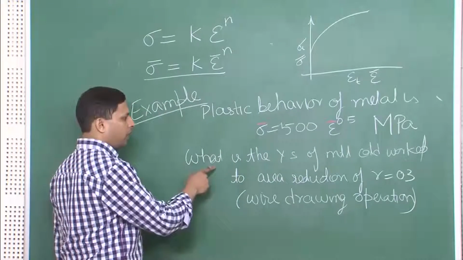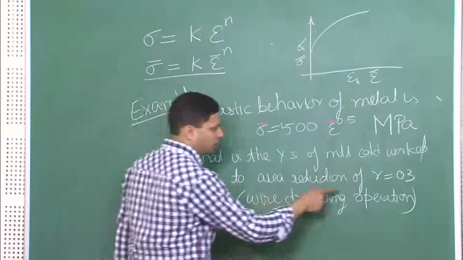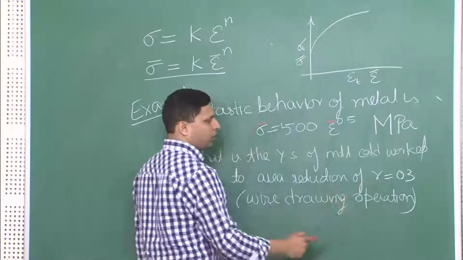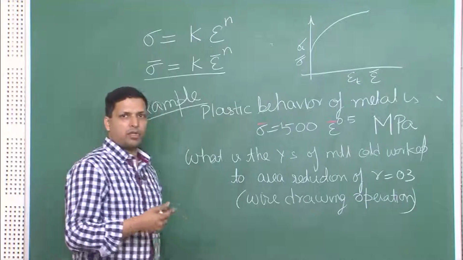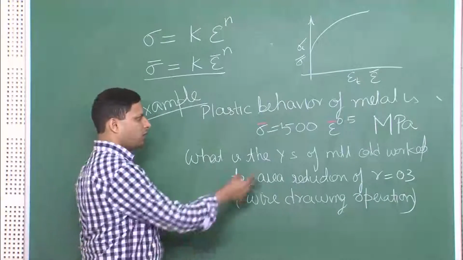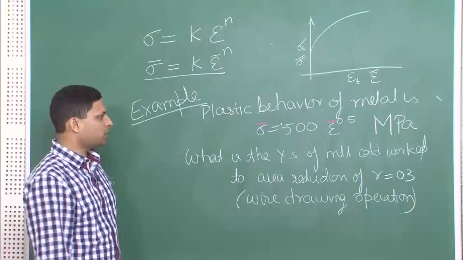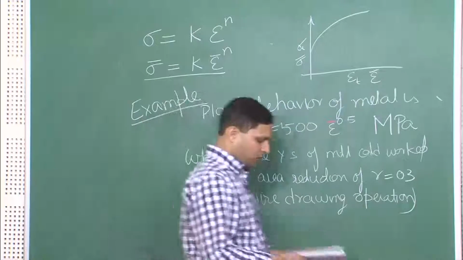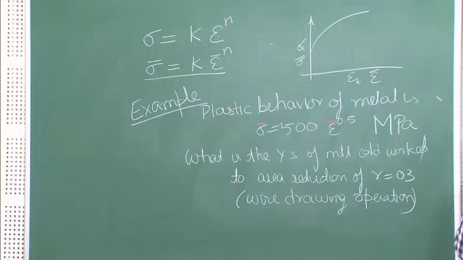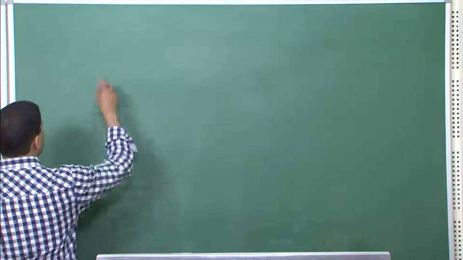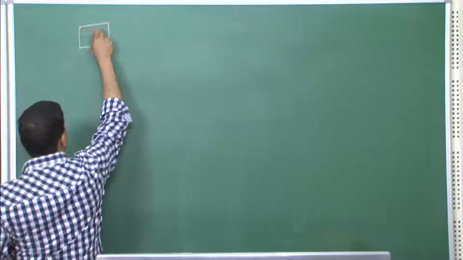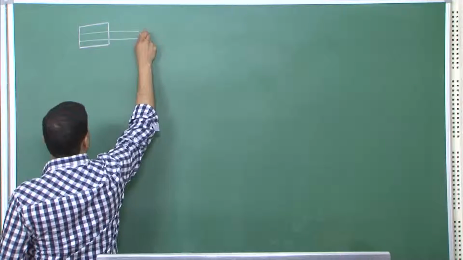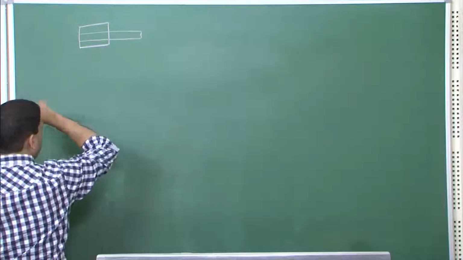And you have to find out that after a given strain, the exact strain value is not given. What is given is area reduction. So, 0.3 area reduction, which means 30% area reduction. What will be the new yield strength or the stress value after that? So, let me draw a rough sketch of how this will look. Let us say we have a wire like this to begin with, and this is the wire after reduction.